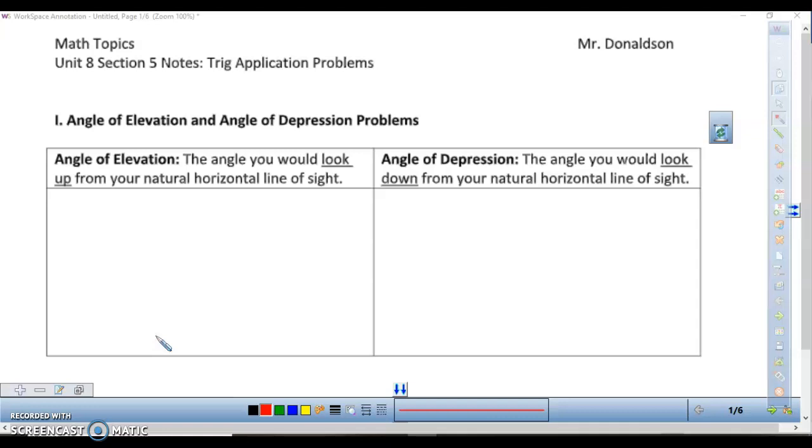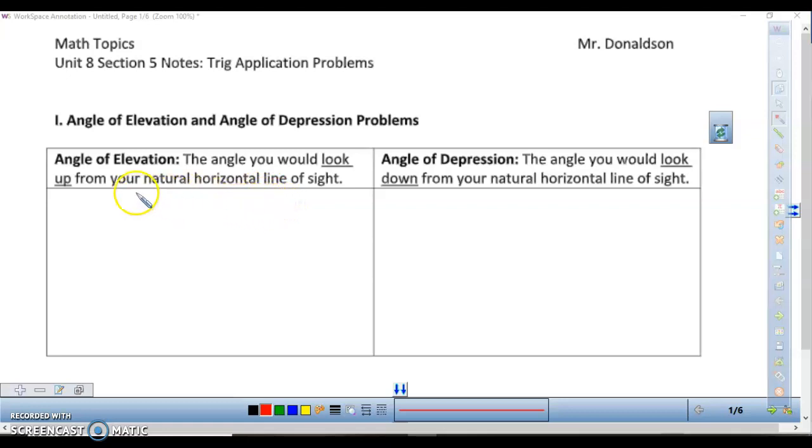We're still doing a little bit of review from lessons that we had discussed prior to the break. Again, just trying to give you a chance to get caught back up after missing so much time of school. So today we're going to talk about application problems of trigonometry, where you take a real-life scenario and then you can apply trigonometry and find a solution.